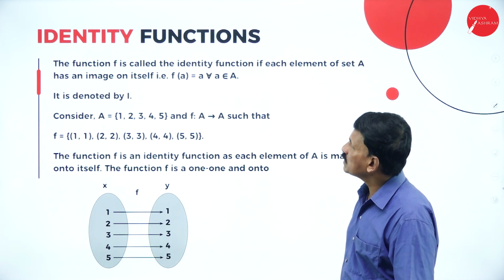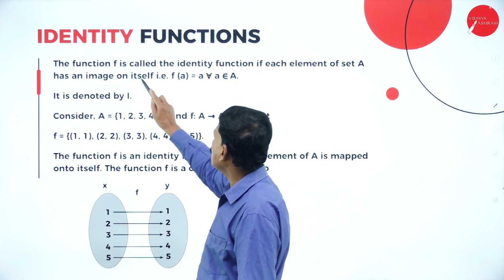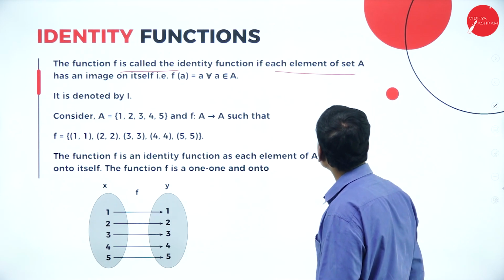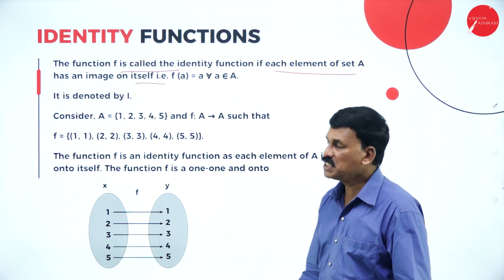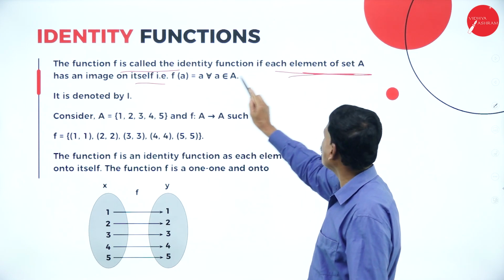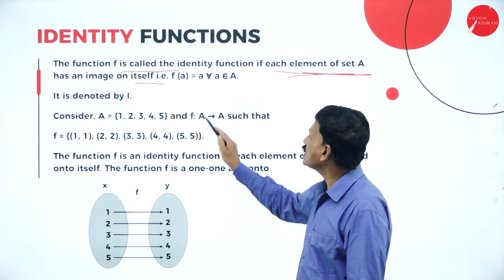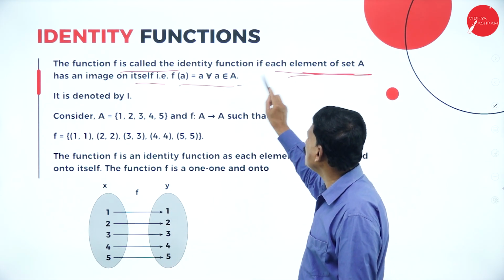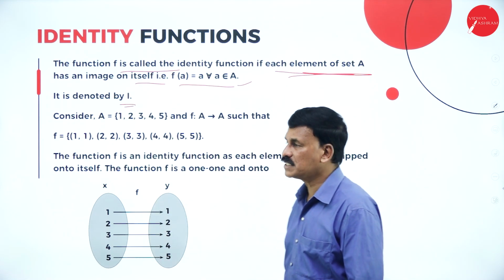Now let us come to the next one, the identity function. A function f is called an identity function if each element of set A has its image as itself. It is denoted as f(a) = a for all a belonging to A, and it is denoted as I. I is an identity function.